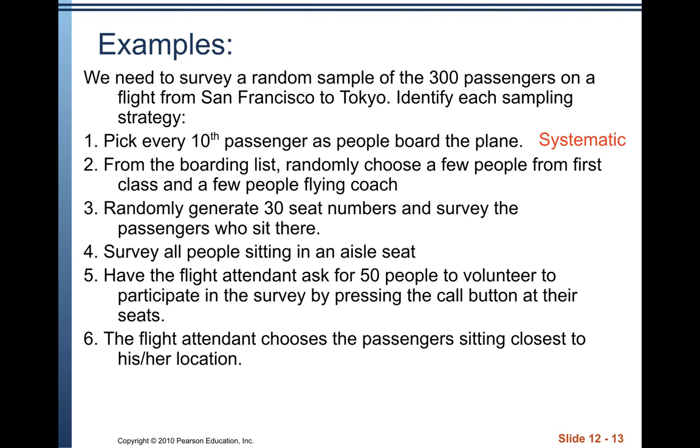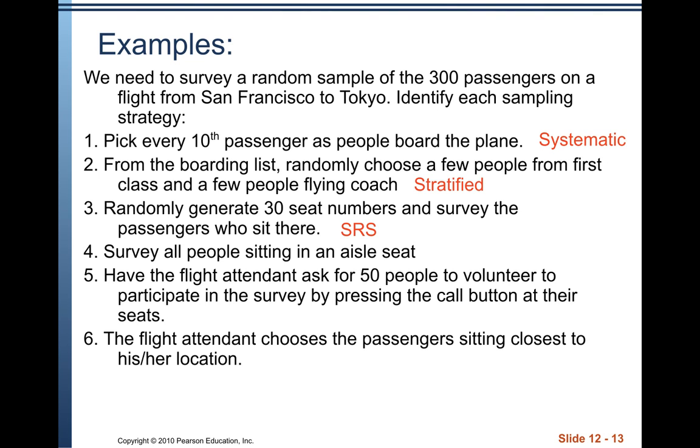Number two, from the boarding list, randomly choose a few people from first class and a few people flying coach. That is going to be a stratified sample because the passengers are divided into groups by first class and coach, and I chose a few from each group. That is by definition a stratified sample. Number three, I gave away the answer there. Randomly generate 30 seat numbers and survey the passengers who sit there. Randomly generate. That is a simple random sample.